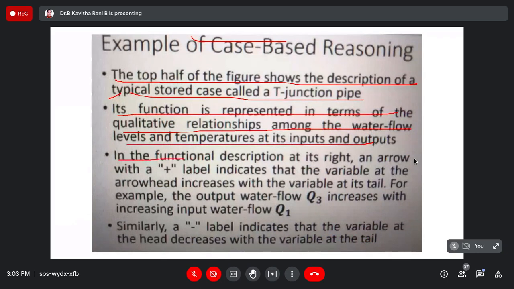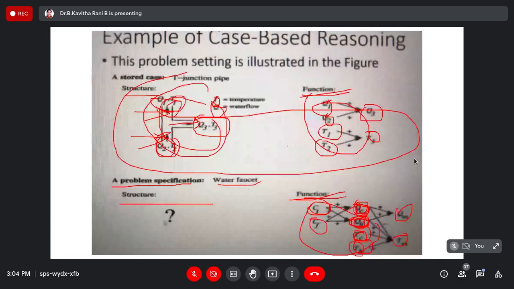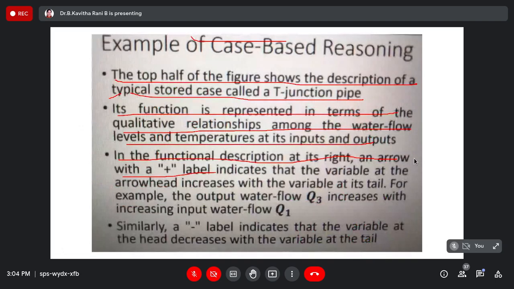In the functional description, at its right, an arrow with a plus label. So here you can see the plus label is there. So these are different plus labels. It indicates that the variable at the arrow head increases with the variable at its tail. If it is giving some input, it gives us some output. Okay. So for example, the output water flow Q3 increases with increasing input water flow Q1.